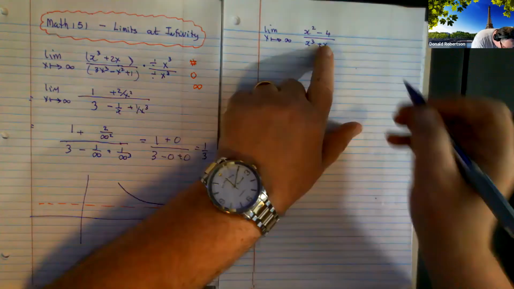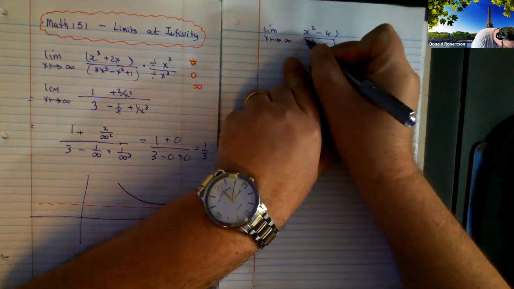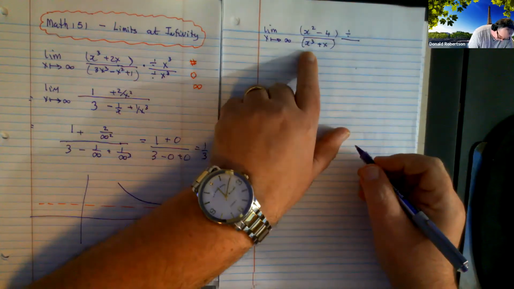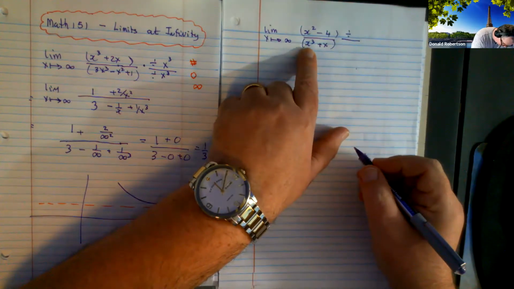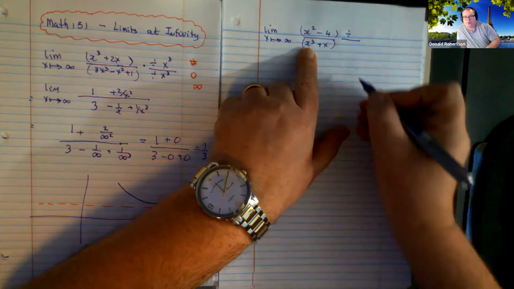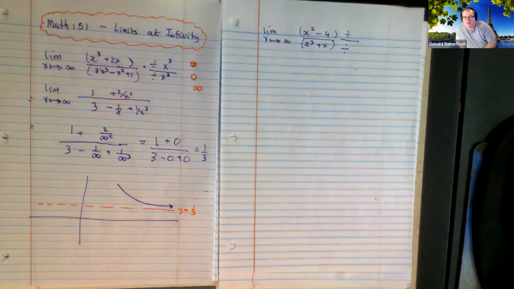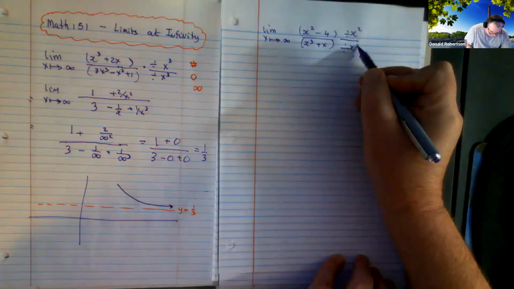In this case, I have a choice. The biggest power on the top is x squared, and the biggest power on the bottom is x cubed. But I must divide the top and bottom by the same power. When you've got a choice between x squared and x cubed, I suggest you always pick the smaller of the 2 powers. You can actually pick either, but to me, the math is easier if you pick the smaller. That's the only reason I'm picking x squared, because I think the math comes out nicer.